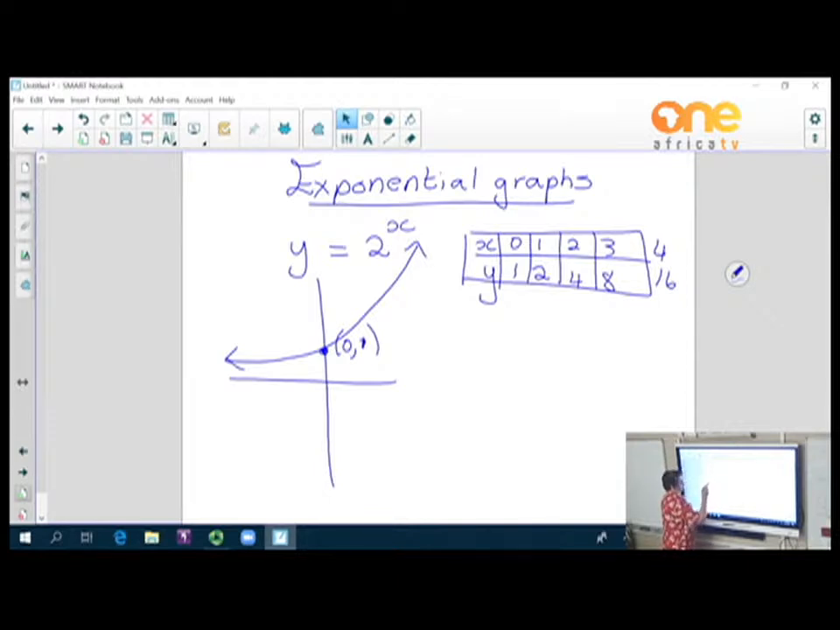The reflection of this graph in the y-axis now is this one. y is equal to 2 to the power of negative x, which is the same as 1 over 2 to the power of x. Now, this graph will be a reflection in the y-axis. So if the negative is there, it is a reflection in the y-axis. That's how we can draw these exponential graphs.